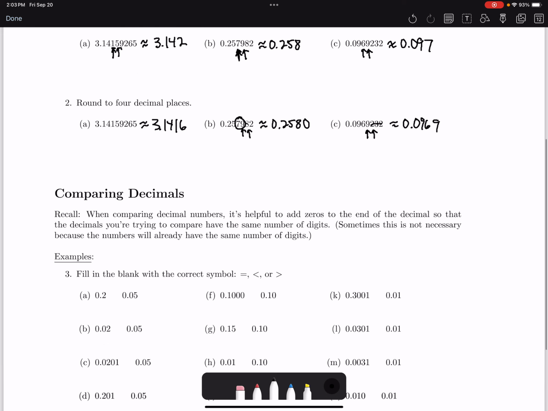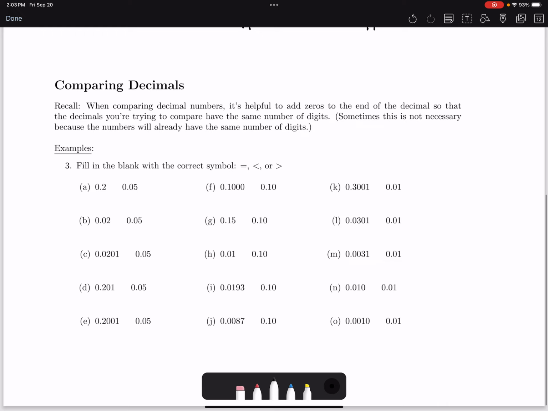Now let's talk about comparing decimals. If you're comparing 2 decimal numbers and they have the same number of decimal places, then it's really easy to compare them, right? It's pretty obvious which one is bigger and which one's smaller. When they have a different number of decimal places, it can sometimes be a little bit more confusing. And so if you're not totally comfortable comparing decimal numbers, what you could do is just add zeros to the end of the decimal so that the decimals we're trying to compare have the same number of digits.